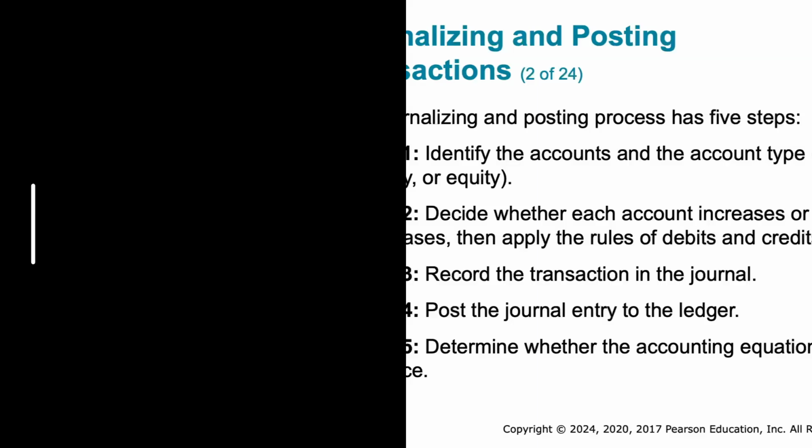The second step is to decide whether each account increases or decreases and apply the rules to debits and credits. So, is the cash increasing? Is it decreasing? Or is accounts payable increasing or decreasing? We've got to figure out what these accounts are, and whether they're decreasing or increasing, and then go back to our credits and debits and see what the rule is. Then we record the transaction in the journal. Once we know if it's increasing or decreasing, credit or debit, we post it in the journal, and then we post this journal entry to the ledger. So we do one posting to the journal and record the transaction in the journal. Then we post that to the ledger, carrying over this transaction to the ledger.